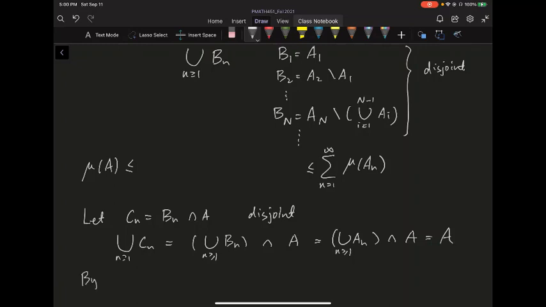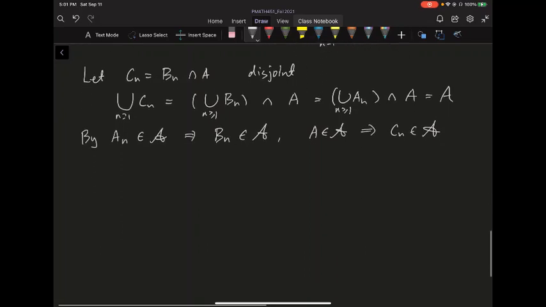So what we know is that each of these An is in the algebra. And from the definition of these B, you see each B starts from some finite collection of An, and you do some union and you do some set difference. So you can convince yourself each of these Bn is also inside the algebra. And now your A is also inside the algebra. That's where we started. So their intersection Cn is also inside the algebra, okay?